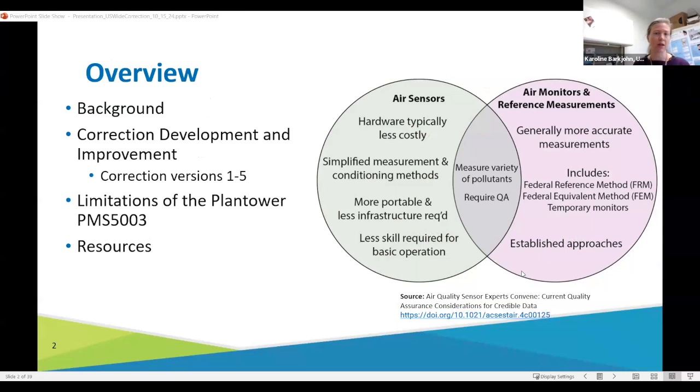And I wanted to start off with a quick definition of what I think is the difference between air sensors and air monitors. Air sensors are typically less costly with more simplified measurement conditioning methods. They're more portable, and typically they use less skill for basic operation, whereas air monitors typically give more accurate measurements. In the U.S., they include things like the federal reference and federal equivalent methods that we use for regulatory measurements. And so they're more established approaches. A lot of my talk is really focused on making air sensor data look more like air monitor data.